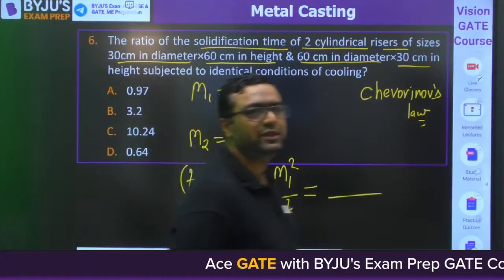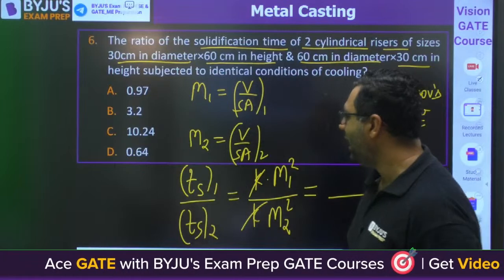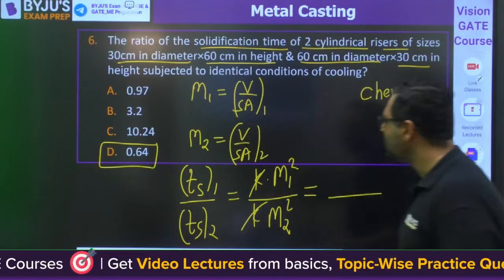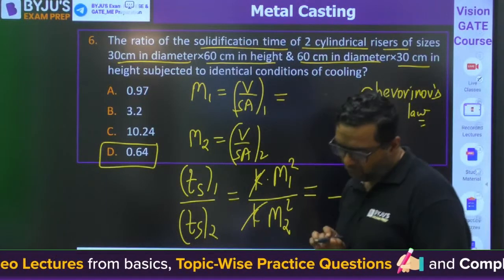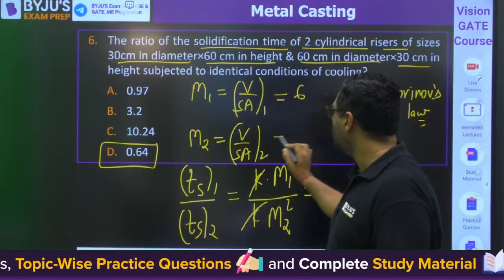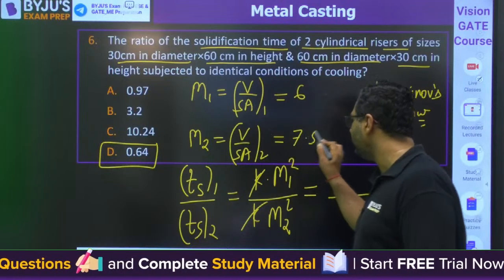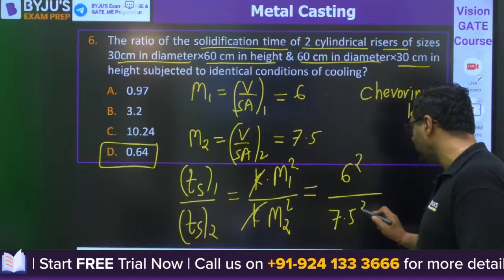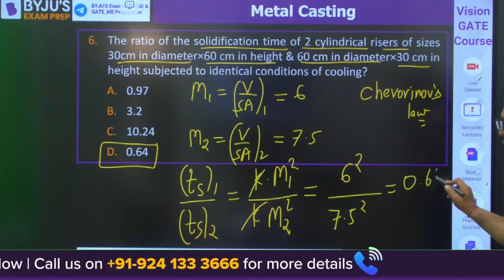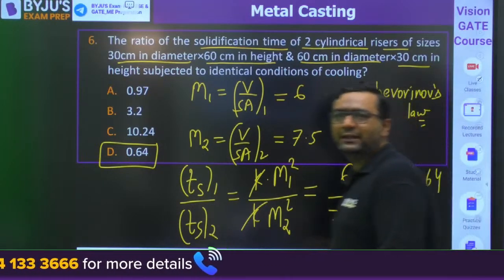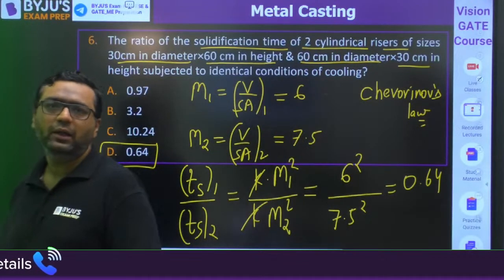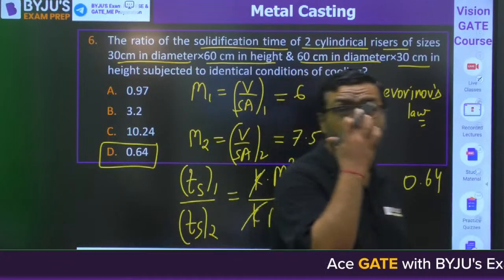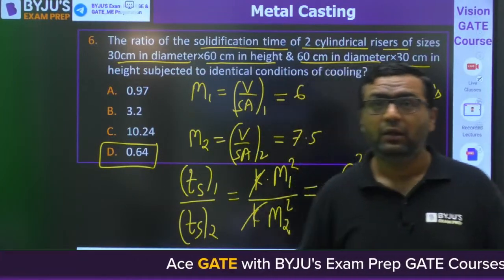Utkarsh is saying the answer is D. Very good, Utkarsh. Yes, the answer D is correct. You will be getting modulus of 1 to be 6, modulus of 2 to be 7.5. When you go for 6 square by 7.5 square, you will get 0.64. Are you getting all like that? If you have any doubt or discrepancy in the answer, you can tell me so that we can cross verify. Very good, Shreyas. Very good, Papa Ka Ghoda.